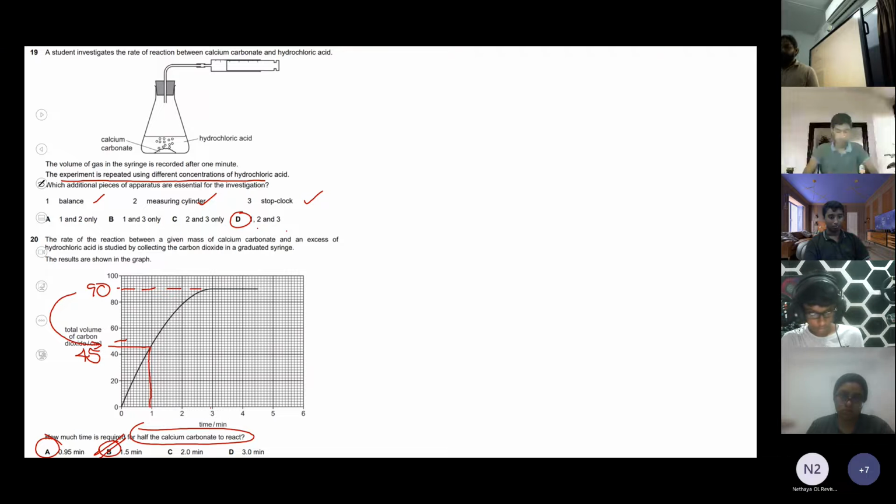Write it in that way. So they ask, what's the time for you to react half of the calcium carbonate? That means half of the carbon dioxide is produced, right? So then you have to come down.